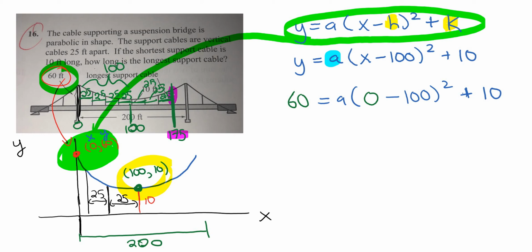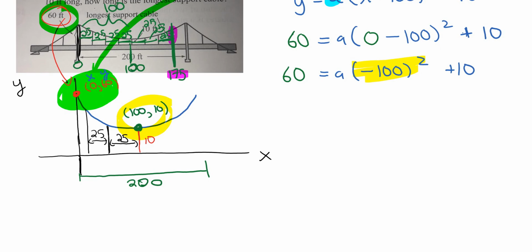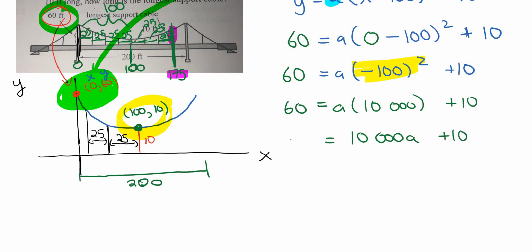Okay, so let's go ahead and do the math here. This is 60. This equals a times 0 minus 100, which is negative 100, and then you square it. If you use a calculator here, that gives you 10,000, I believe. So a times 10,000 plus 10 equals 60. And this is really the same thing as 10,000a plus 10 equals 60.